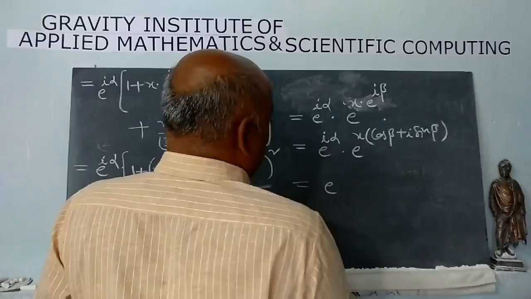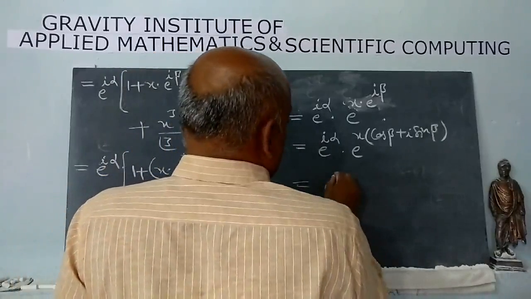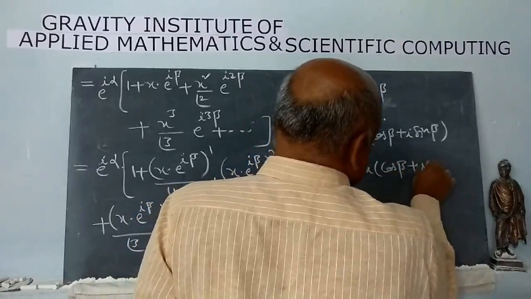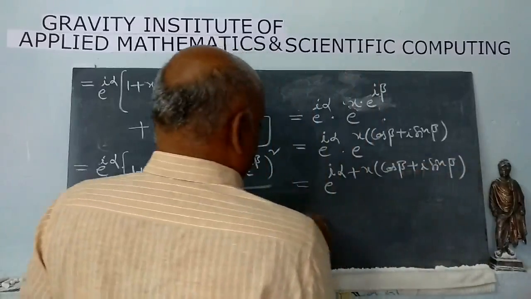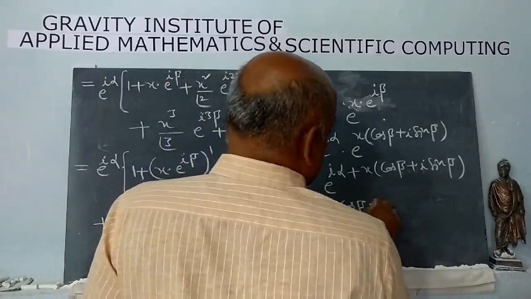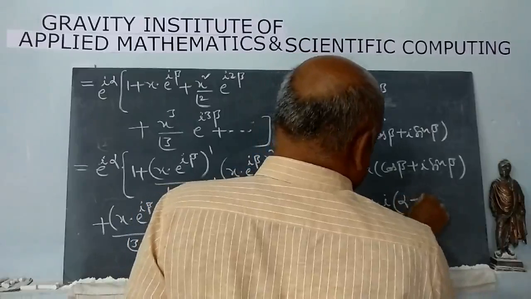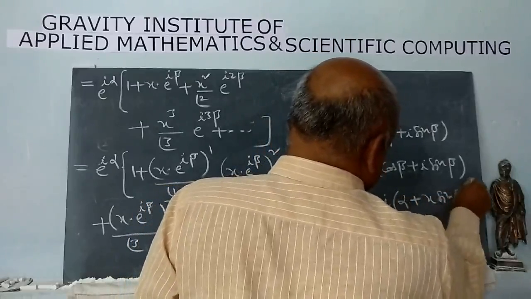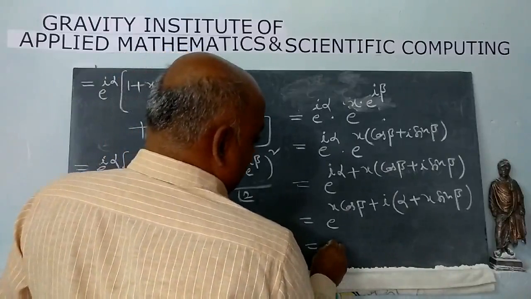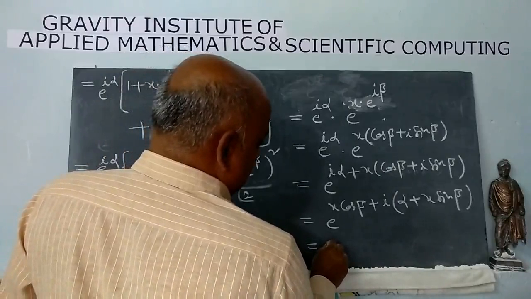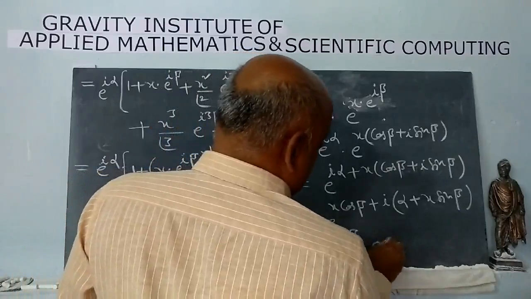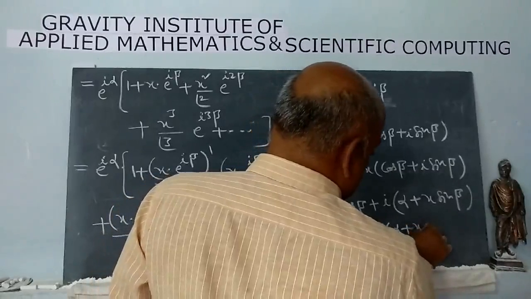So this is equal to e to the power of i alpha plus x into cos beta plus i sin beta. This is equal to e to the power of x cos beta plus i into alpha plus x sin beta, which is equal to e to the power of x cos beta into e to the power of i into alpha plus x sin beta.